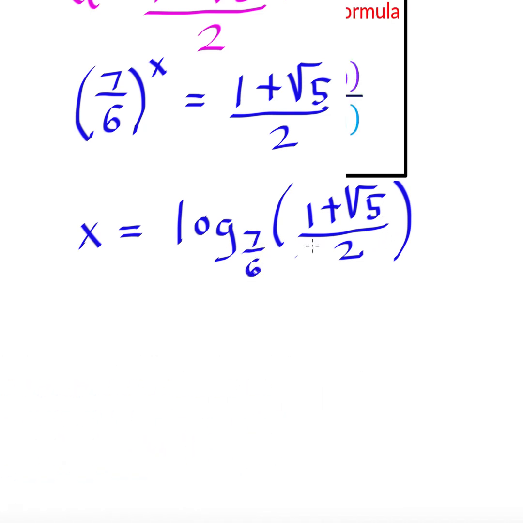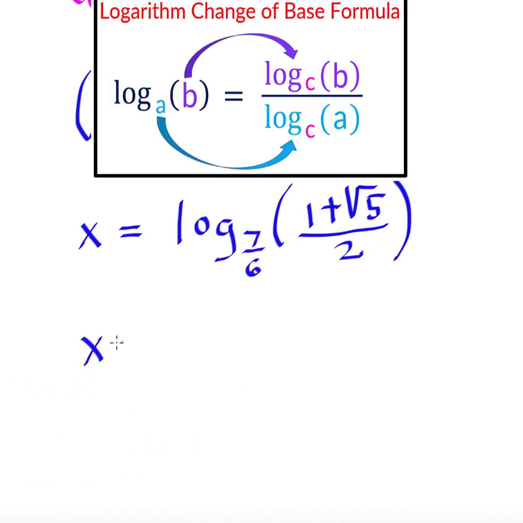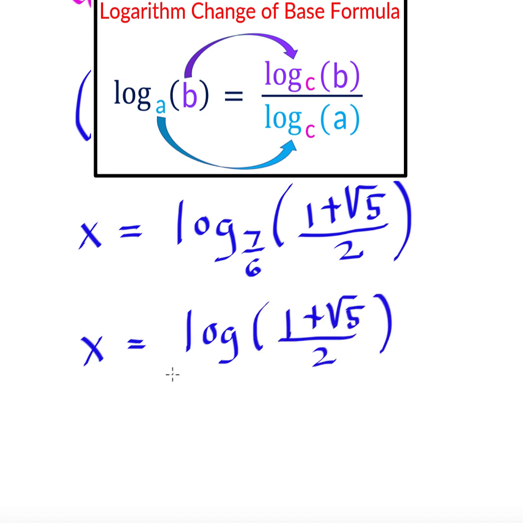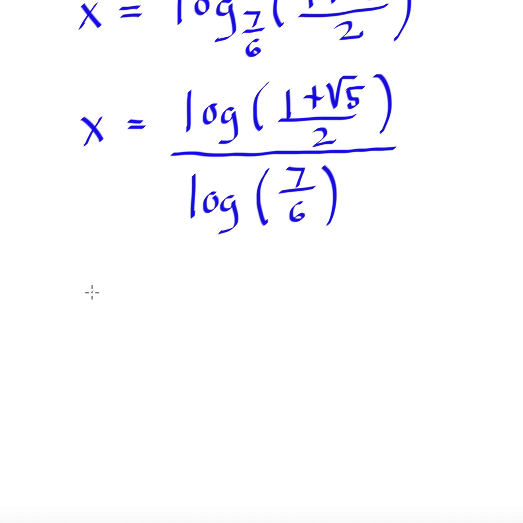Then from the change of base formula, we can write both of them as the logarithm to the base 10. So we write this as log to the base 10, we do not write that anymore, of 1 plus square root of 5 all over 2 divided by the logarithm to the base 10 of 7 over 6. Then using calculator, this will give us a value of x approximately equal to 3.1217 for the value of x.